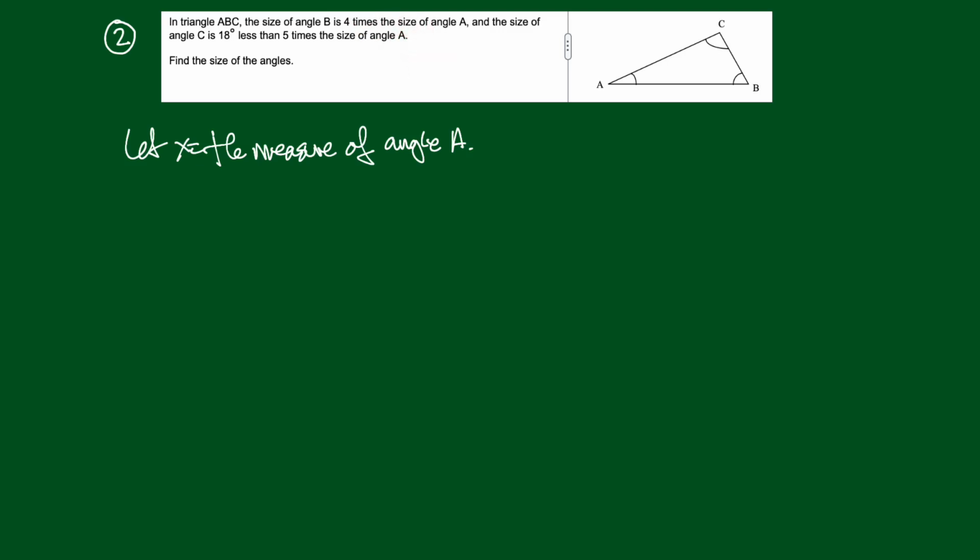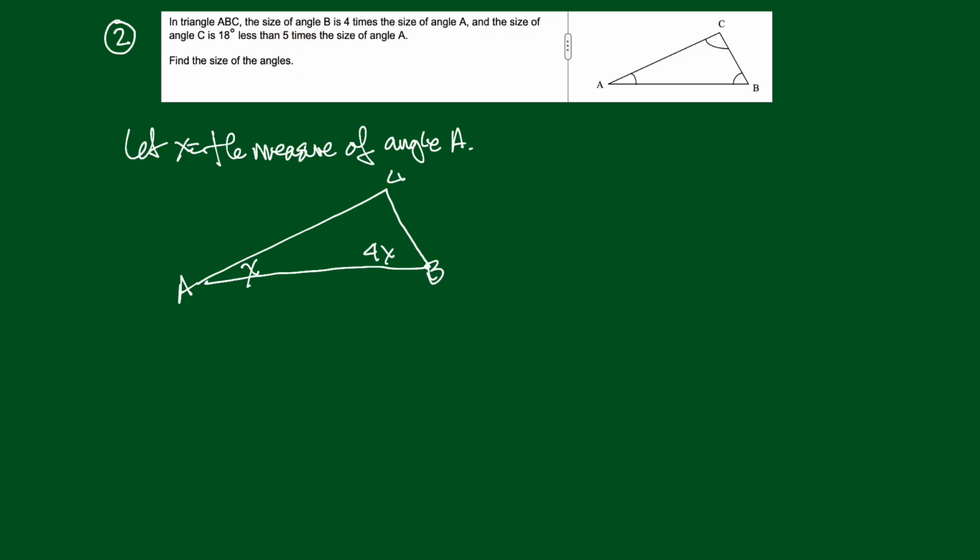All right, so I'm going to draw this picture here. So here's the triangle. Now, angle A, this is equal to x. Now, what about B? B, up here at the top. Okay, let's label these A, B, and C. So B is 4 times angle A. So this is 4x. Now, what does it say about C? Well, C is 18 degrees less than 5 times A.